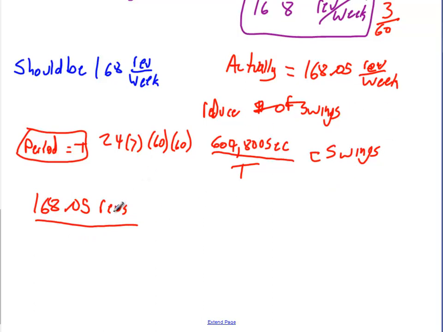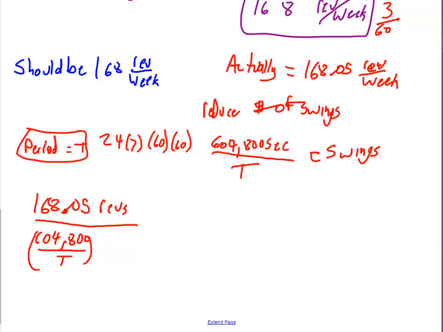I want revolutions per swing, so that's 604,800 divided by T. Okay? That's what I actually have. 168.05 revolutions happens in 1 week, and since 1 week is 604,800 seconds and the period is T, I know how many revolutions occur per swing.